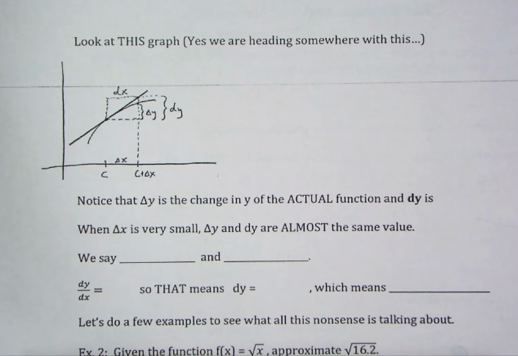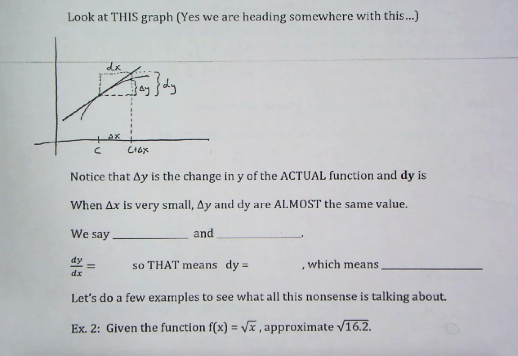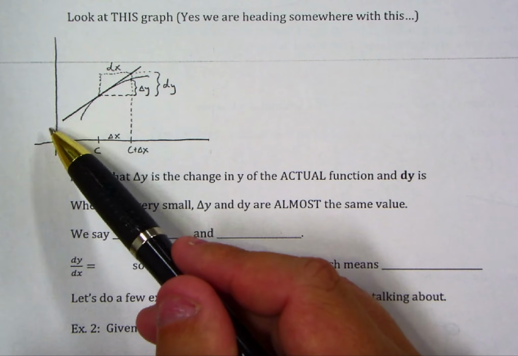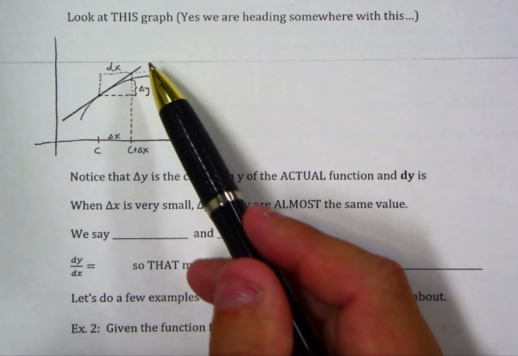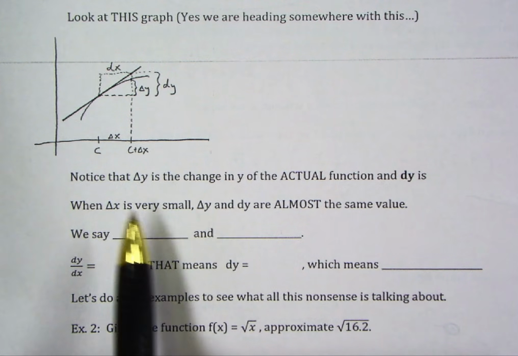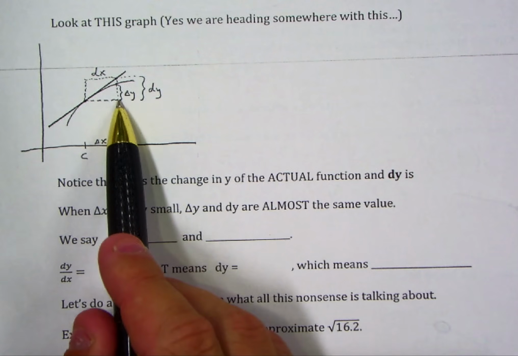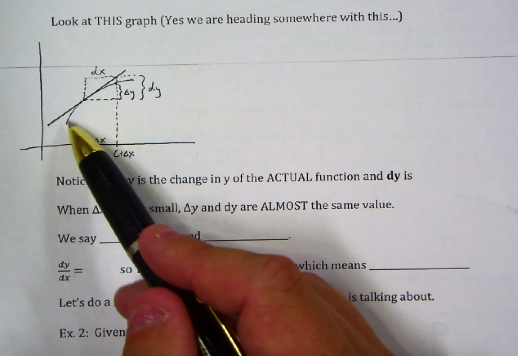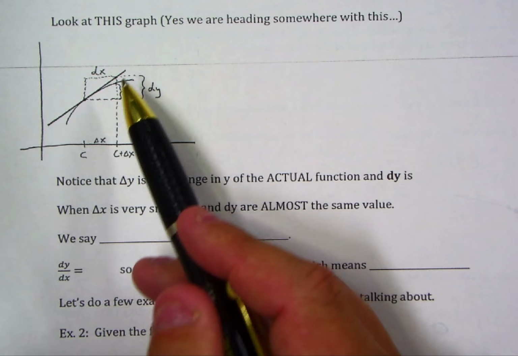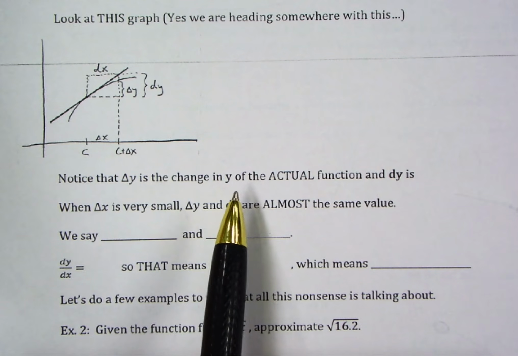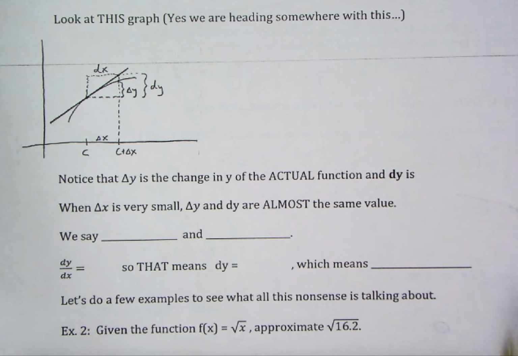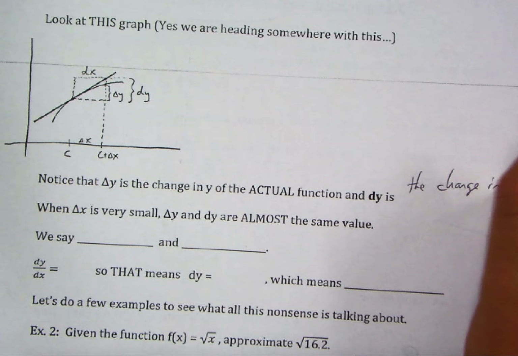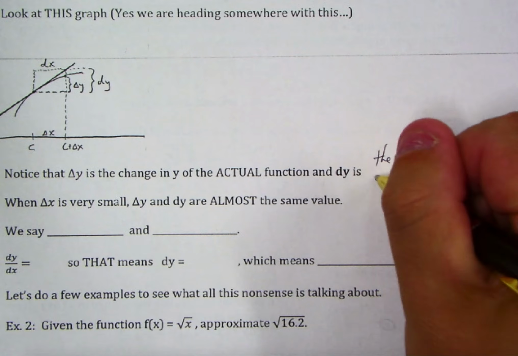Okay, I know there's a lot going on here. So it says, look at this graph. I kind of have the same graph as the other page, but now I drew a tangent line at c. I want you to notice that delta y, right here, is the change in y of the actual function. We have two things going on. We have an actual function, and we have a tangent line in the same picture. Delta y is how much the y changed of the actual function. dy is the change in y of the tangent line.